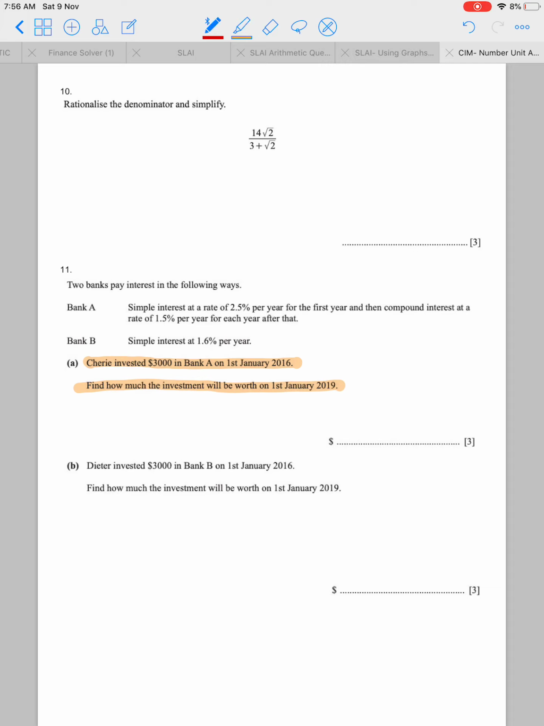We've got simple interest per year for the first year, so 2.5%. Now some people confuse simple with compound. If it's simple, you literally just write down the 2.5%. You don't add it to 100 or subtract it from 100. Simple interest, work out the simple interest. So 2.5% of 3,000. Okay, so that's the key to the question really.